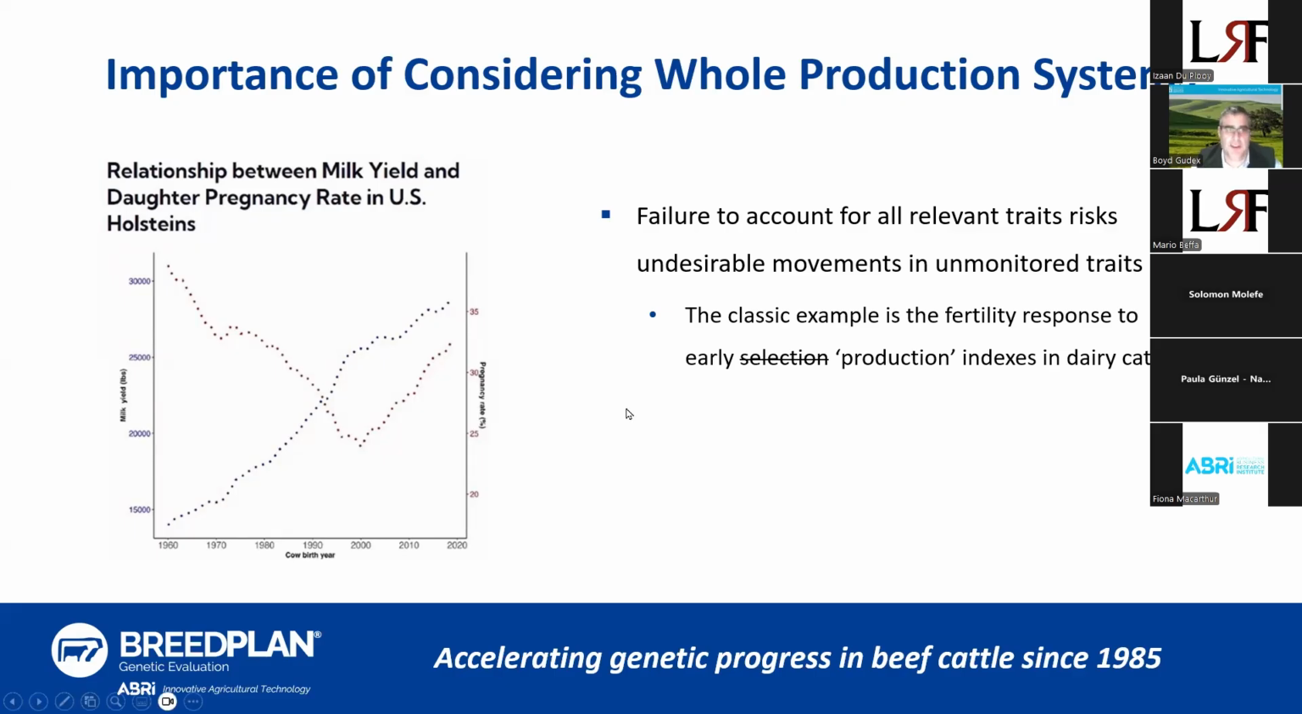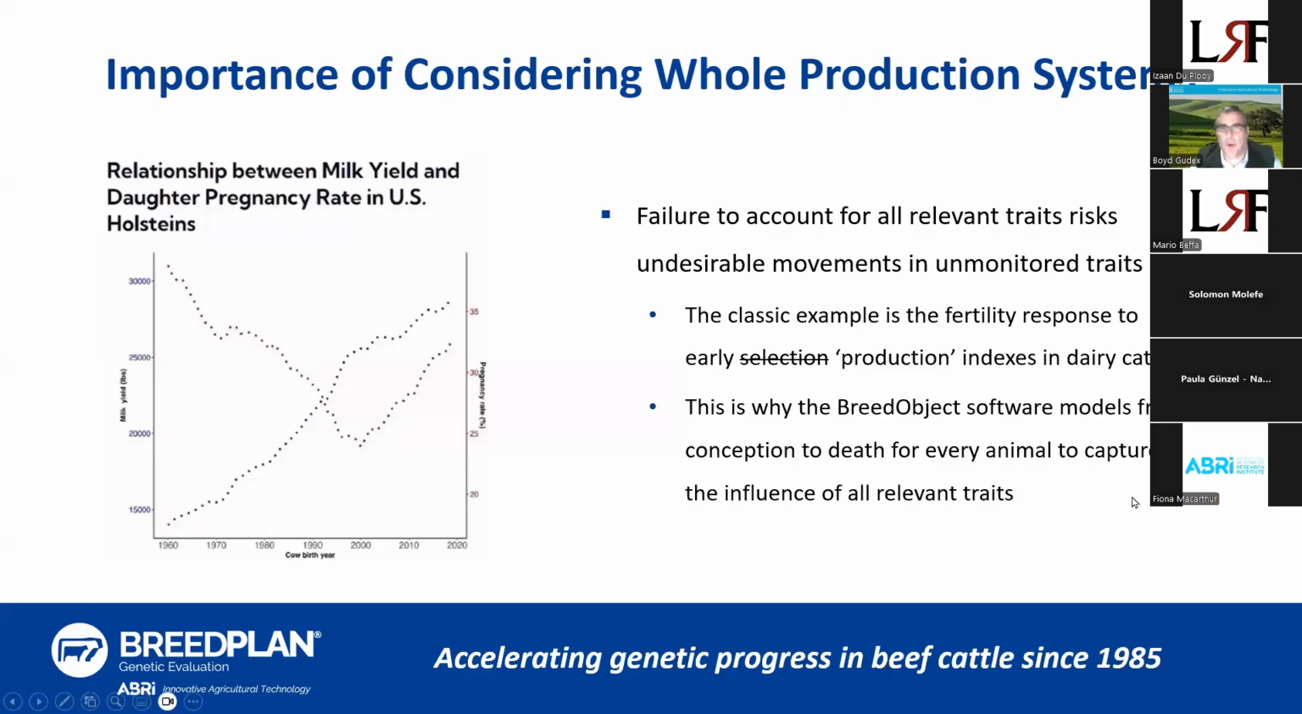And it was only when they started realizing in the mid-90s that they'd created a problem and created true selection indexes that also included fertility, that they were actually able to start improving both. And this is why the BreedObject software models everything from conception to death for every animal to capture the influence of all the relevant traits.